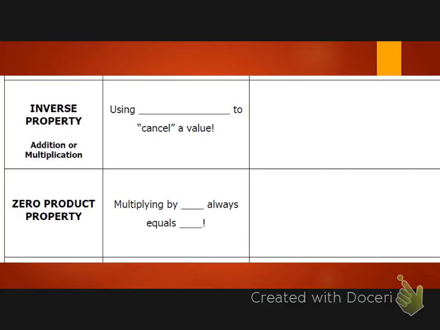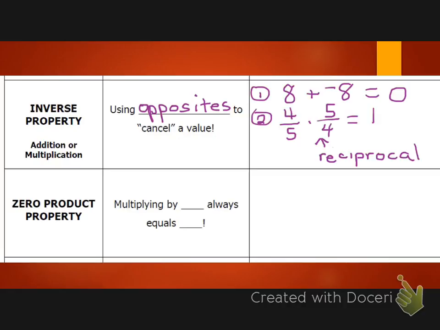The next one here is the inverse property. With the inverse property, we use opposites to cancel a value. If you add 8 and negative 8, you're going to get 0. And when you've got a fraction, if you take 4/5 times its reciprocal, remember reciprocal is just when we flip the fraction upside down, so you've got 4/5 times 5/4, you end up with 1. That is the inverse property, doing the opposite to the number to cancel the value.